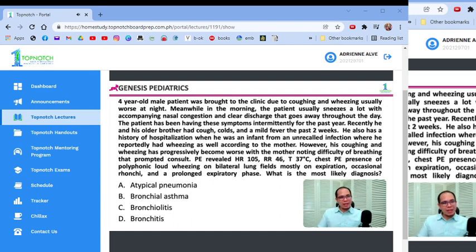Heart rate is 105, tachypneic at 46, 37. There's polyphonic loud wheezing on bilateral lung fields, mostly on expiration. So expiratory wheezes, diba? Very common to in bronchial asthma. Okay? There's also occasional rhonchi, and in some cases may mga crackles pa nga, and there's a prolonged expiratory phase. What is most likely diagnosis? Okay? And of course, your question here would be, could this be asthma, or could this be other types of diseases which will present as wheezing as well, such as bronchiolitis, diba? So given everything that has been said in this case, probably this is bronchial asthma.